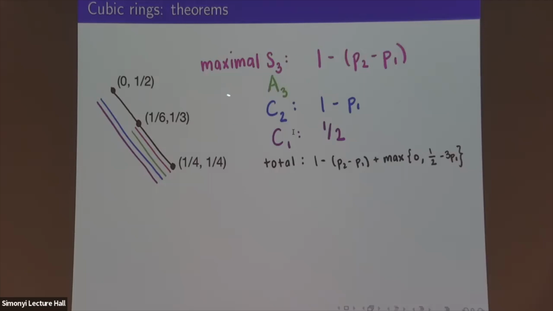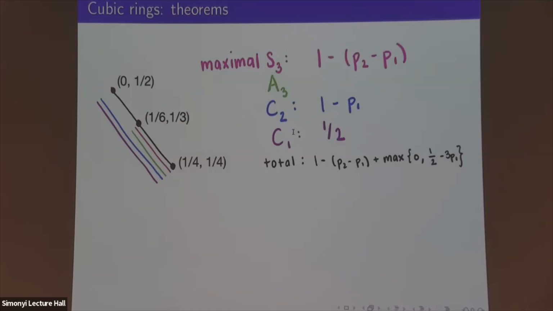You can also ask about the alternating group A3, and in this case, I actually don't know how to compute the density function, but I do know it's supported on this line segment over here. The same line segment, 1/6, 1/3 to 1/4, 1/4. If you look at C2, partially reducible cubic rings, then the density function is supported on the line segment from 1/4, 1/4 to 0, 1/2, and it'll be given by this formula, 1 minus P1.